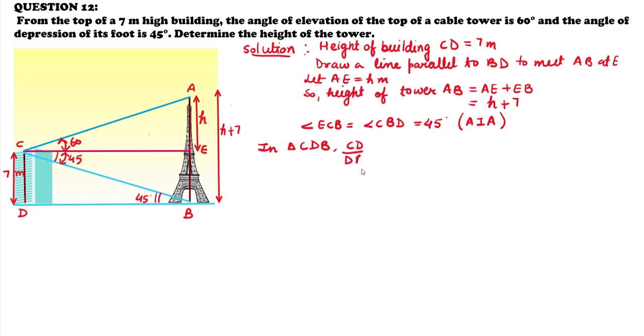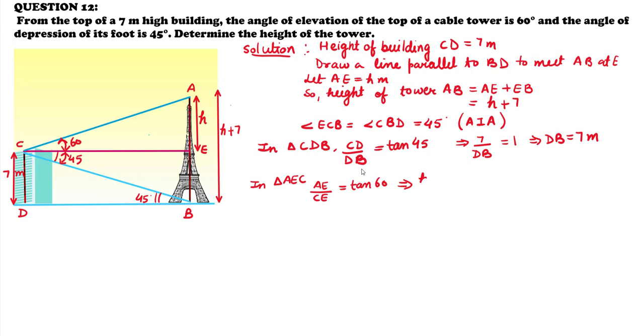So now let us take triangle CDB. In that CD upon DB is equal to tangent 45 and we know the value of tangent 45 is 1. So this implies 7 upon DB is equal to 1. That implies DB is equal to 7 meter. Now taking another triangle, triangle AEC, we have AE upon CE is equal to tangent 60 degree. That implies H upon 7 is equal to root 3, as DB is equal to CE, that is equal to 7 meter. So H is equal to 7 root 3 meter and that is equal to AE.